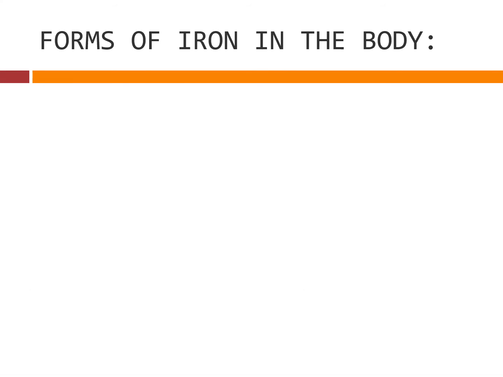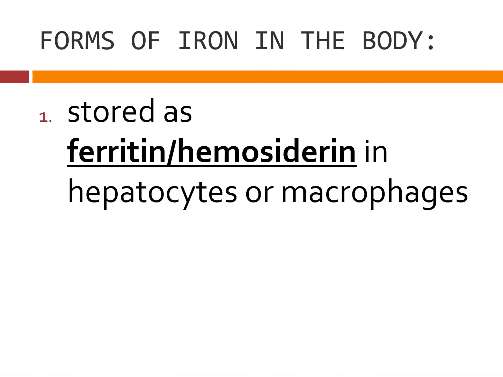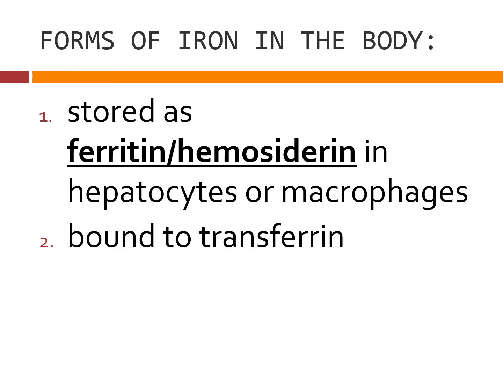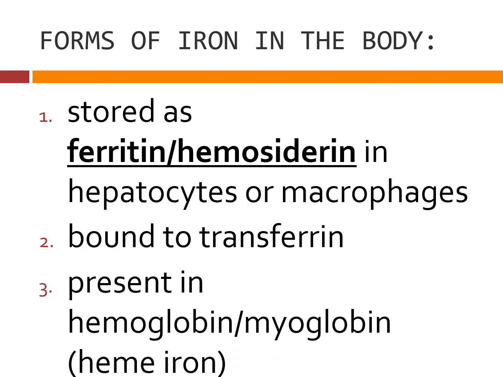So what are the forms of iron in the body? Number one, the storage form of iron as ferritin or hemosiderin in hepatocytes and macrophages. Second, those small amounts that are bound to transferrin, and the most part of them are present in our hemoglobin and myoglobin, which are the heme iron or the ferrous form of iron.